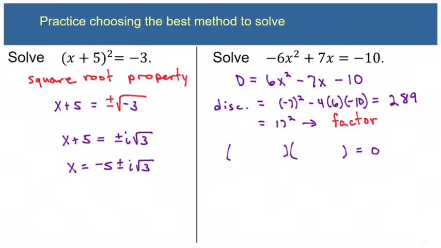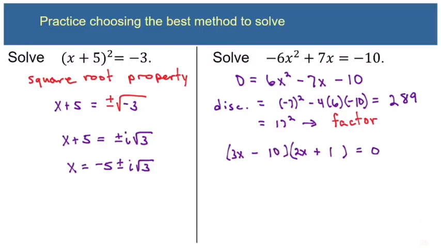6x squared can be broken down into 3x times 2x. This last term is negative 10. So the negative tells me that these signs need to be different. I'm just going to put a minus and a plus, and if those signs need to be changed, we know we can do that later. And then 10 can be broken down into 2 times 5. Now let's go ahead and try outer plus inner. Outer times outer is positive 15x. Inner times inner is negative 4. 15 minus 4 is 11, so I know that's not right.